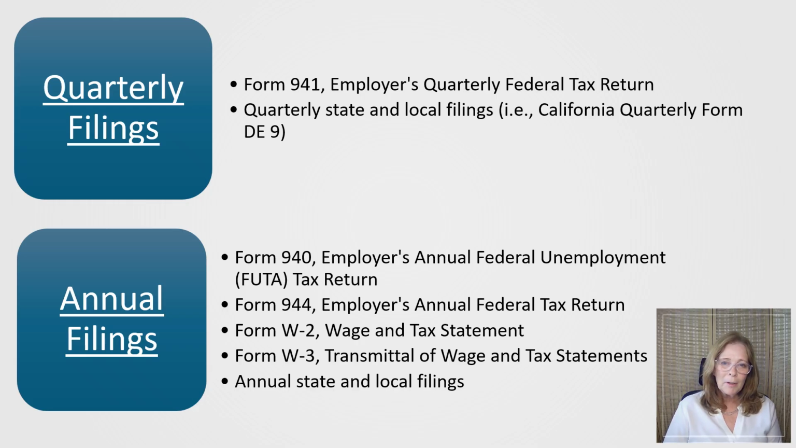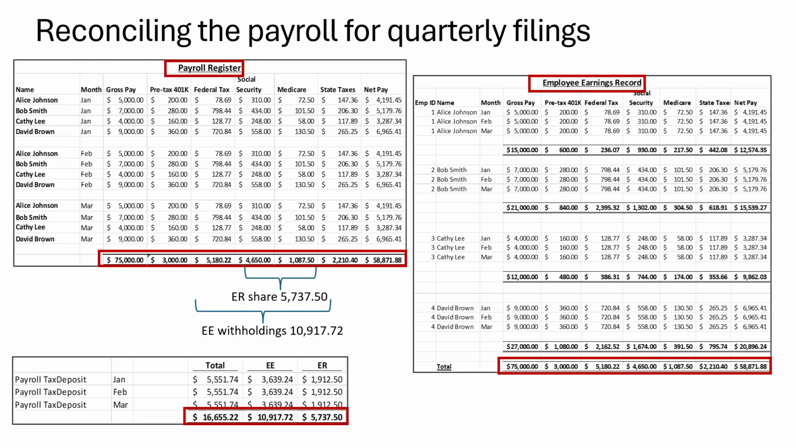Let's look at the quarterly filings first so that you have a good understanding of how the quarterly filings and reports are the basis for the annual filings. The starting point for the quarterly filings is the payroll register and the employee earnings records.